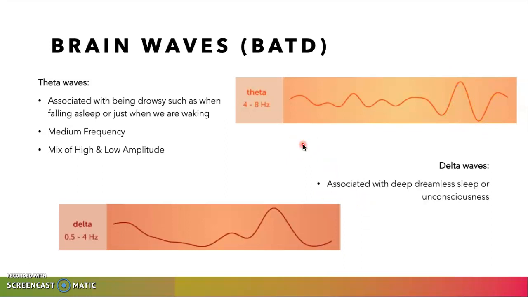You've got delta waves. And this is associated with deep dreamless sleep or unconsciousness. All right, low frequency. There's hardly any waves per second here. And high amplitude. So it's hard to see this in comparison to the others, but it goes right down and right up. All right, D for deep sleep. And to remember the order from most aware and active to least aware and active is BAT D. So beta, alpha, theta, delta, Greek letters.